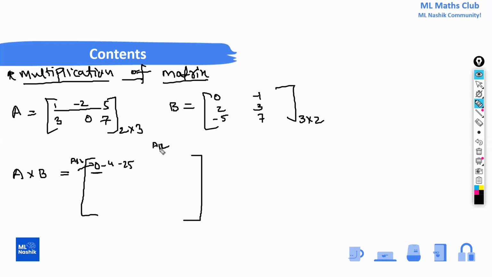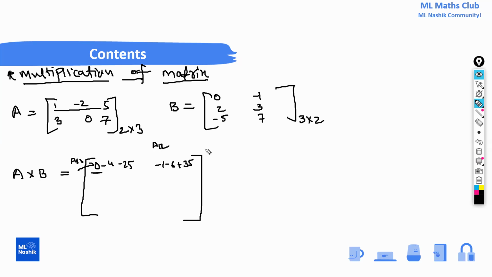So what you have to do is multiply the first row with the second column. Here you have the first row and this is your second column. Now it is your 1, and the corresponding element is -1. So 1 into -1 is -1. Here you have -2 and 3, so -2 into 3 is -6. And here you have 5 and 7, so 5 sevens are 35. So this is your A12.